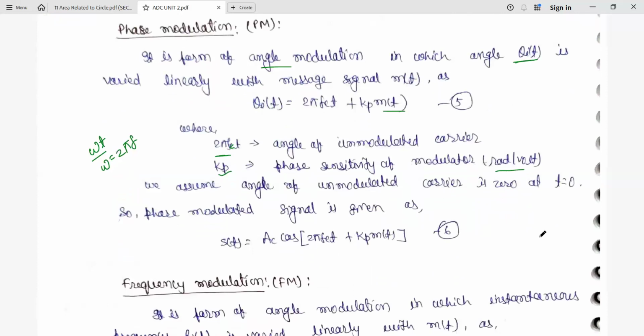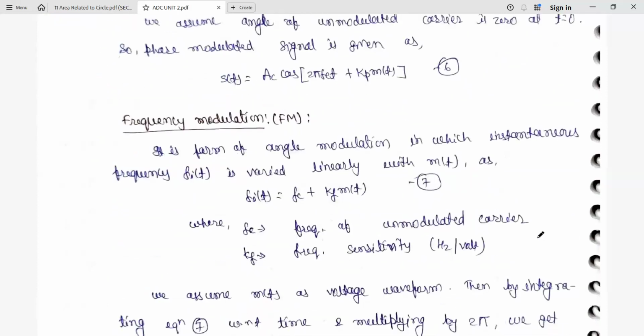So finally we have the phase modulated signal, AC cos of 2 pi fct plus kp into m of t. Since we have already seen in the starting, in case of angle modulation, the standard equation is AC cos theta I of t. So here what is theta I of t? That we got: 2 pi fct plus kp into m of t.